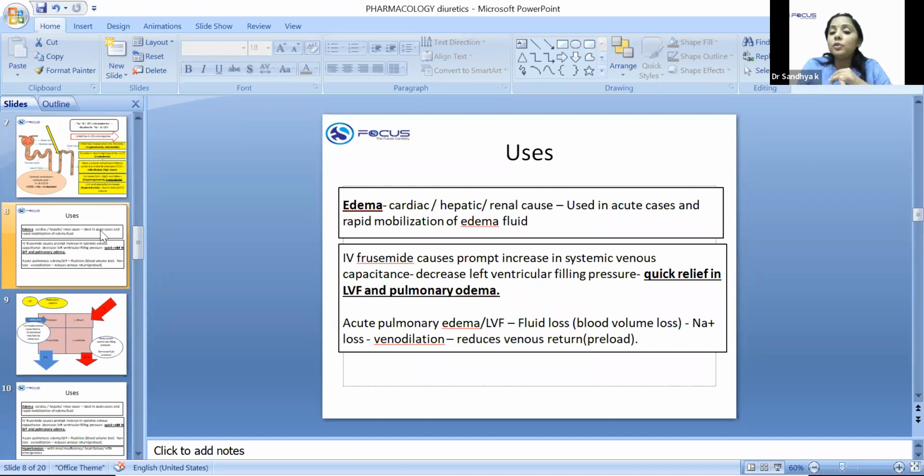Another important use of furosemide is in case of left ventricular failure and pulmonary edema. Why left ventricular failure and pulmonary edema?